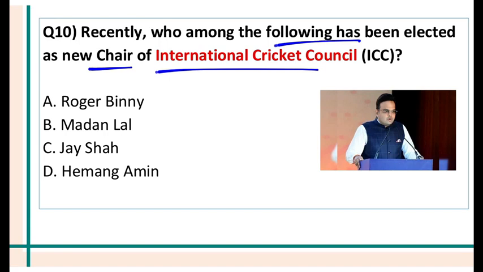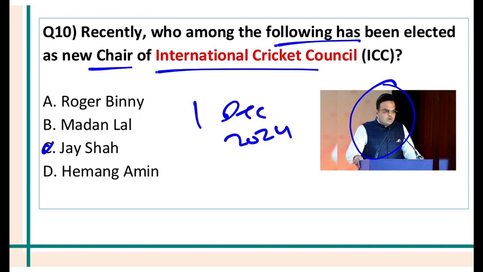Who among the following has been elected as the new chairman of ICC? New chairman of ICC will be Mr. Jay Shah. He will replace Mr. Greg Barclay. And his ICC chairmanship position starts from 1st of December 2024. Earlier, he was the secretary of the BCCI.